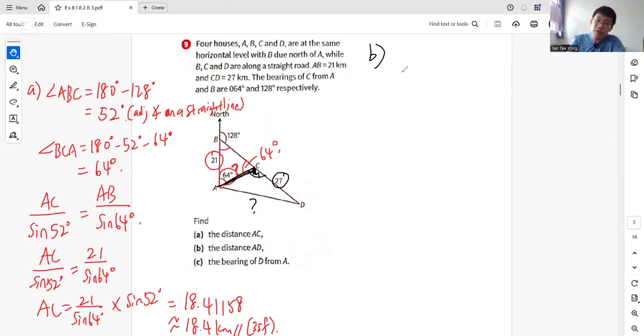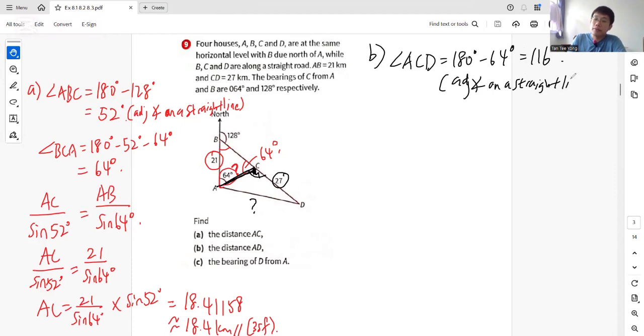So find angle ACD first. Angle ACD equals 180 degrees minus 64 degrees, which gives us 116 degrees, as adjacent angles on a straight line. After that, we can actually do cosine rule already.